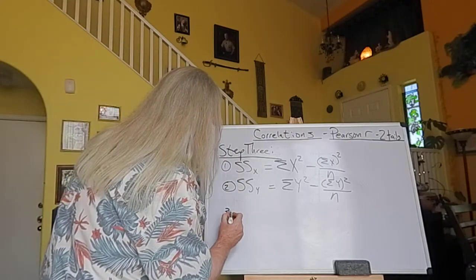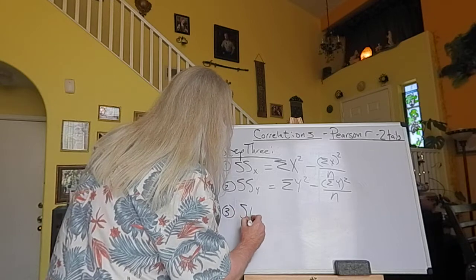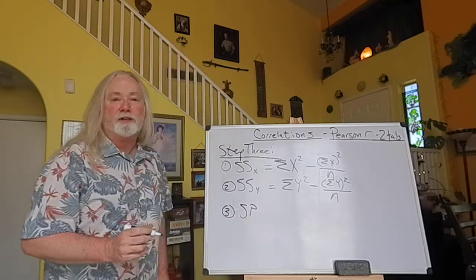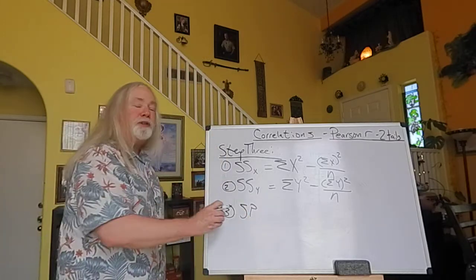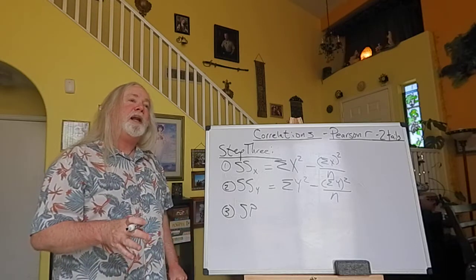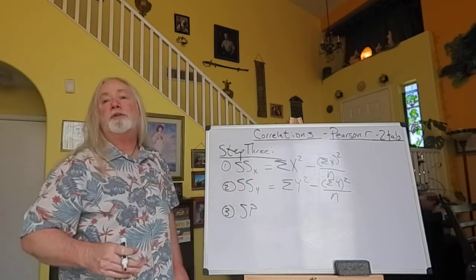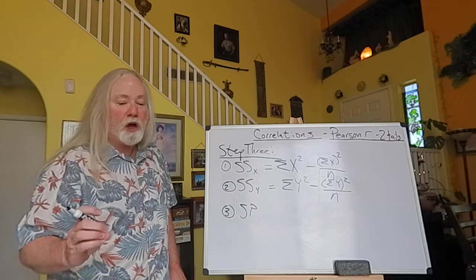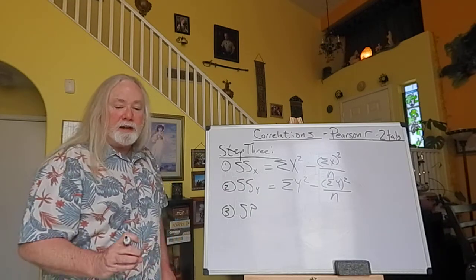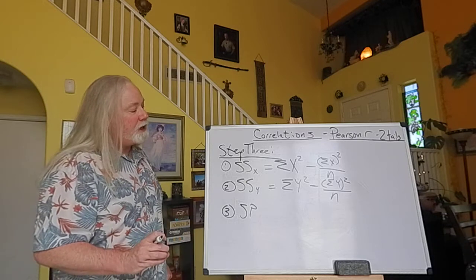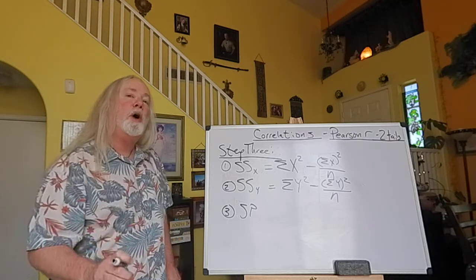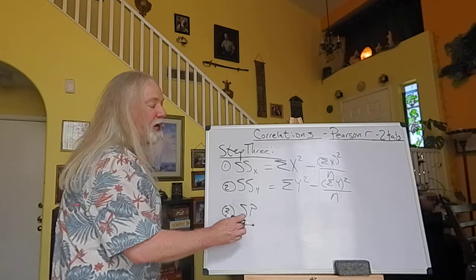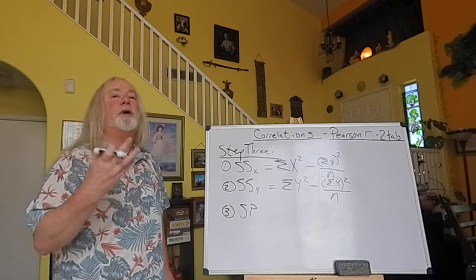Next up for us is something we call sums of products. So this is a new symbol, new term, but it's really just another sums of squares. Sums of products gives us a measurement in the end of covariance. This calculation is going to be our numerator.